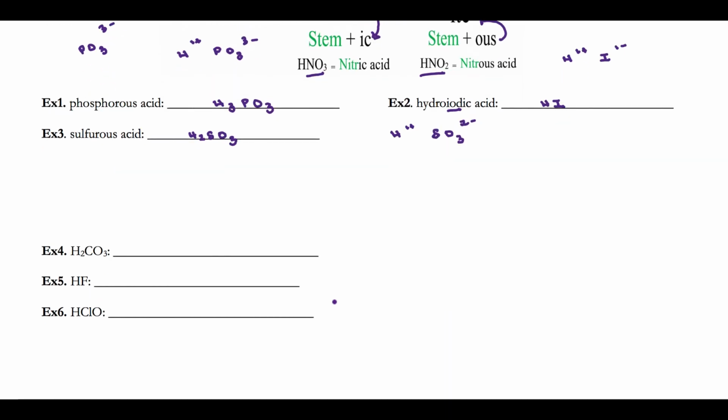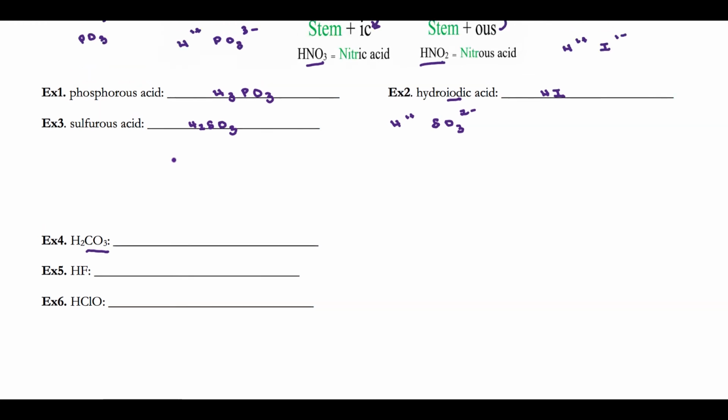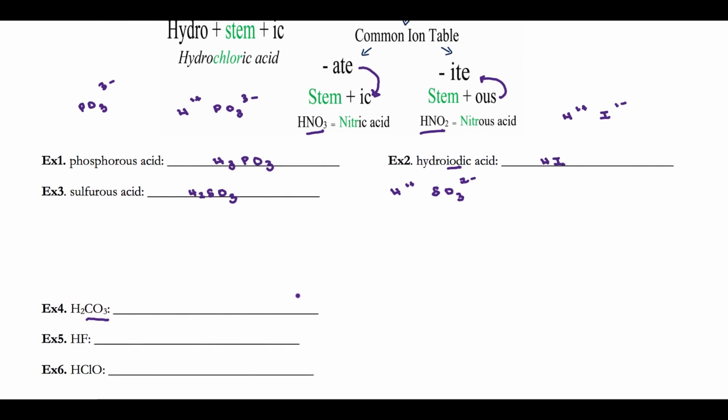What if instead of writing the formula, I want you to name it? Let's look at some practice there. For number 4, H2CO3. So CO3 is a polyatomic ion. It is carbonate. It has an ATE ending, which tells me that it is going to have an ic ending. So all I'm going to do is take the stem of that name, which is carbon, and I'm going to write it as carbonic acid.